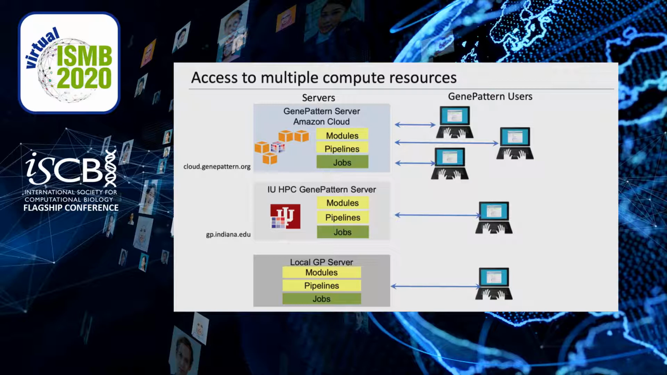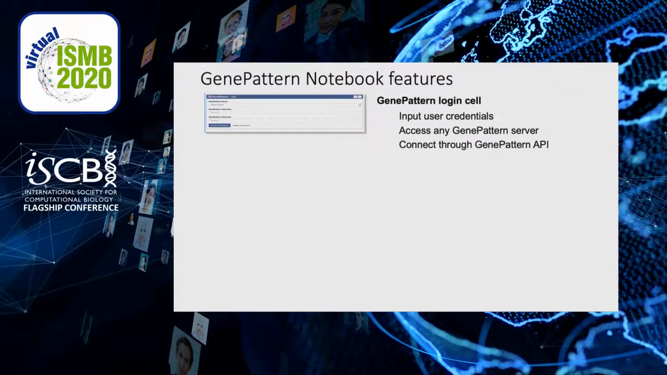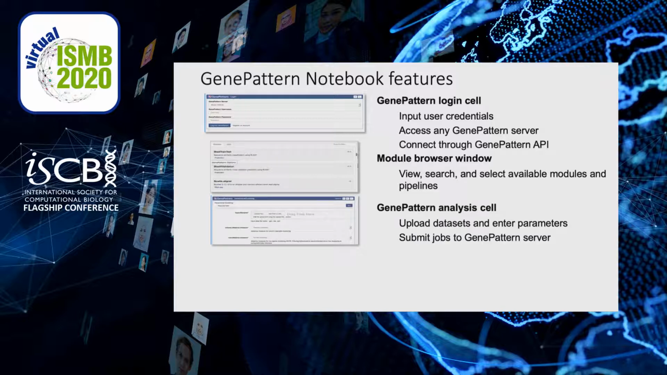Let's look at the features we've added to the Jupyter Notebook system to enable this functionality. A GenePattern login cell allows users to access any available GenePattern server. That means the public server on the Amazon cloud, or at Indiana University Supercompute Cluster, for example, or if you run your own GenePattern server, you can connect to that as well. To select an analysis, there's a browser window which launches from within the notebook that displays all of the available analyses. The analysis cell is the main addition to the notebook interface.